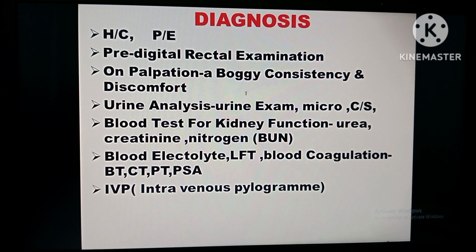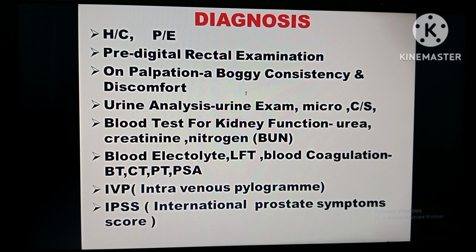IVP means intravenous pyelogram, X-ray of the male genitourinary system after giving contrast. IPSS, International Prostate Symptom Score. It is a standard score sheet. When the client says the symptoms, the doctor notes according to that chart how many symptoms are present in the client. Cystourethroscopy means visualization of the bladder to see how much it is damaged, any injury or any bleeding.